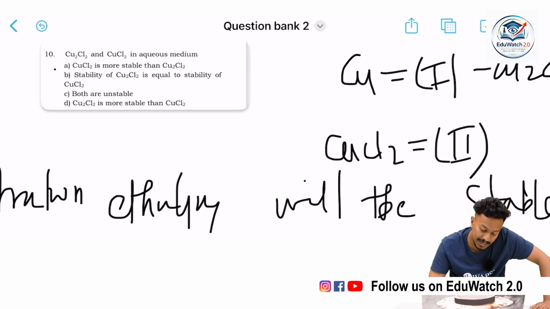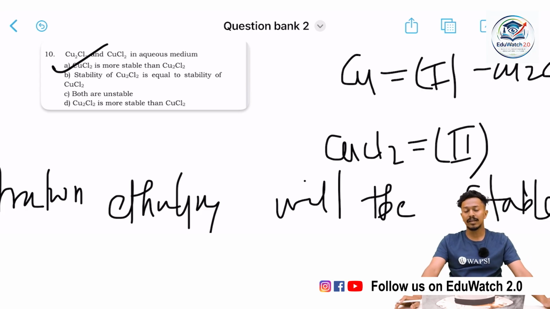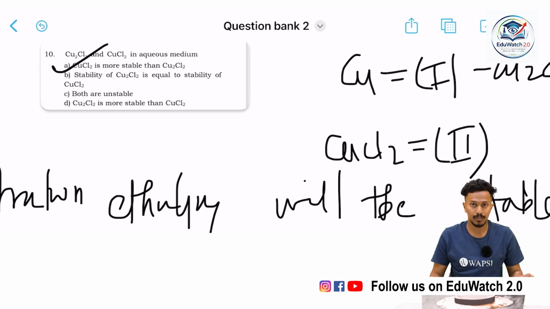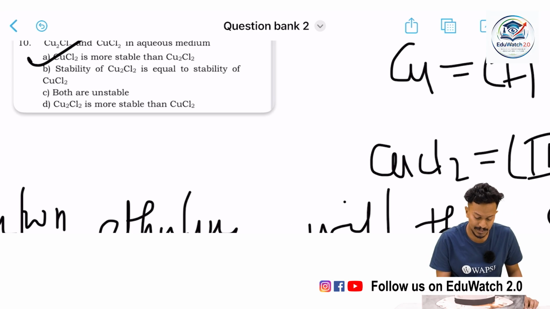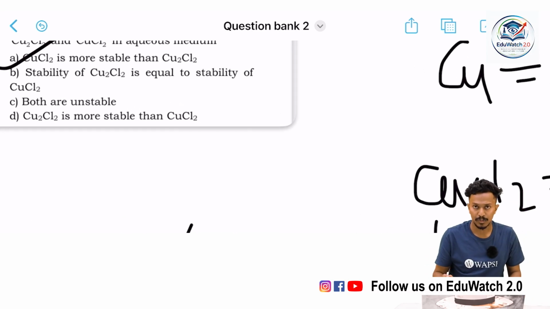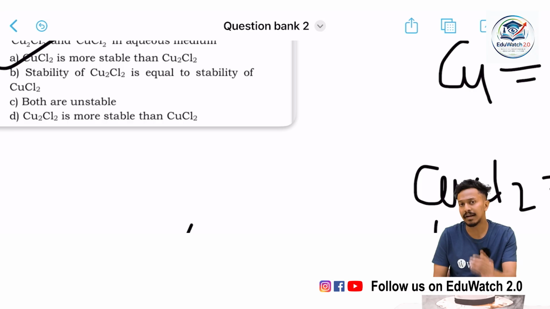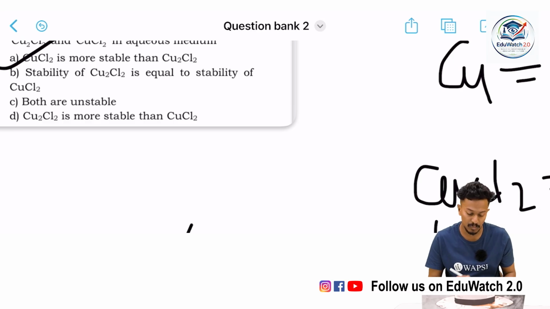Option A. We have completed the hydration enthalpy discussion regarding the stability. So CuCl2 is much more stable than CuCl. This is because the smaller the size, the higher the hydration enthalpy, and the more the stability. Higher hydration enthalpy is directly proportional to smaller size. So here the smallest size is the +2 oxidation state of copper. So the correct option would be option A.